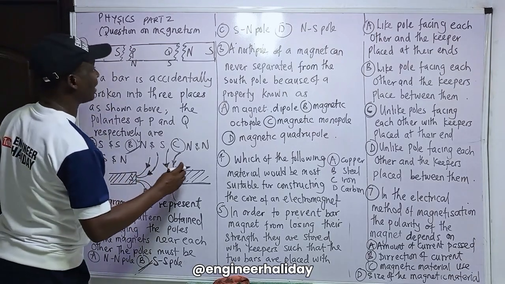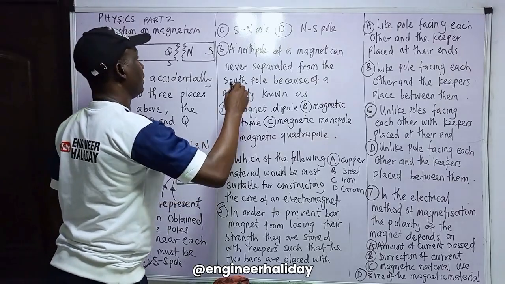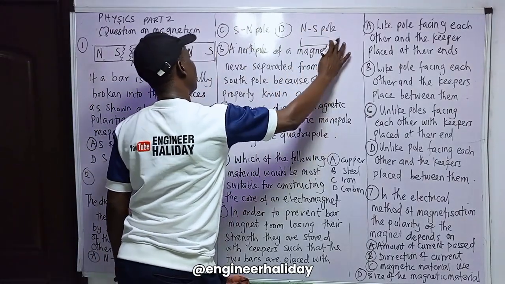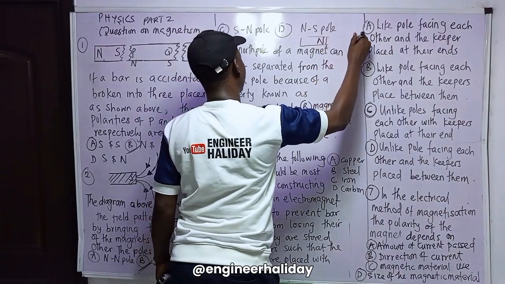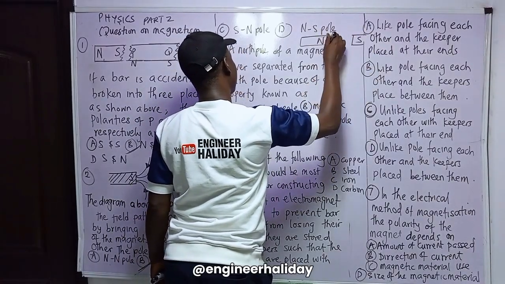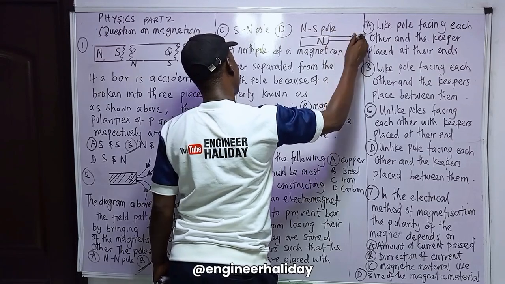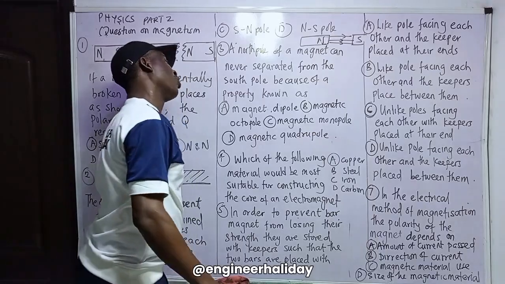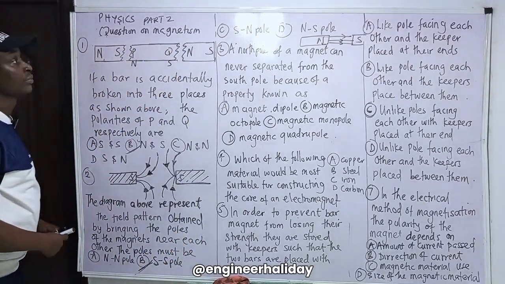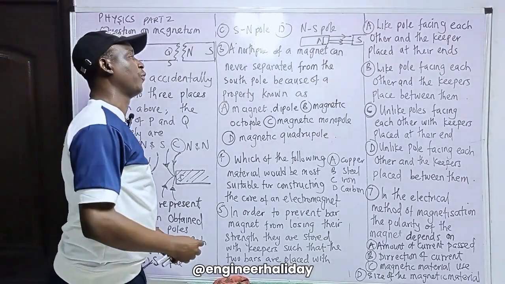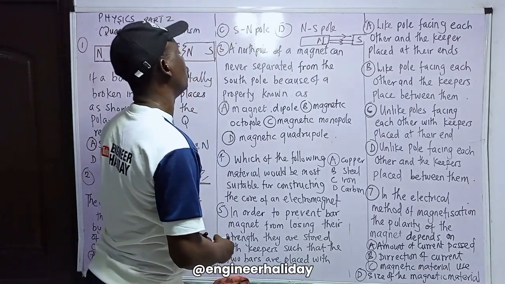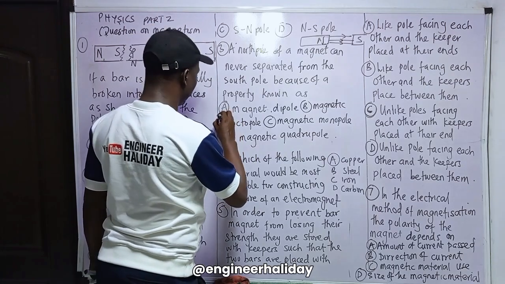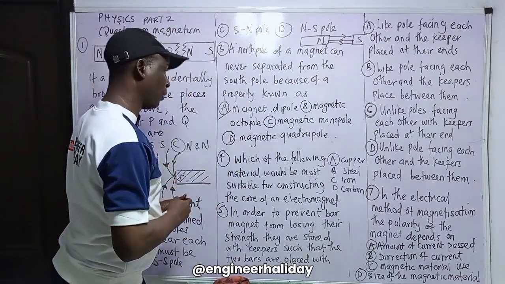That means if you have 2 polarities, for example, let's say I have north and south, for instance, the field will travel from the north to the south. That means it will take from north to south because they are unlike poles. Now let's continue. The next question says, a north pole of a magnet can never be separated from the south pole. Because I've talked about this one, a magnet exists as a dipole. Check the first part 1 question that we have solved.